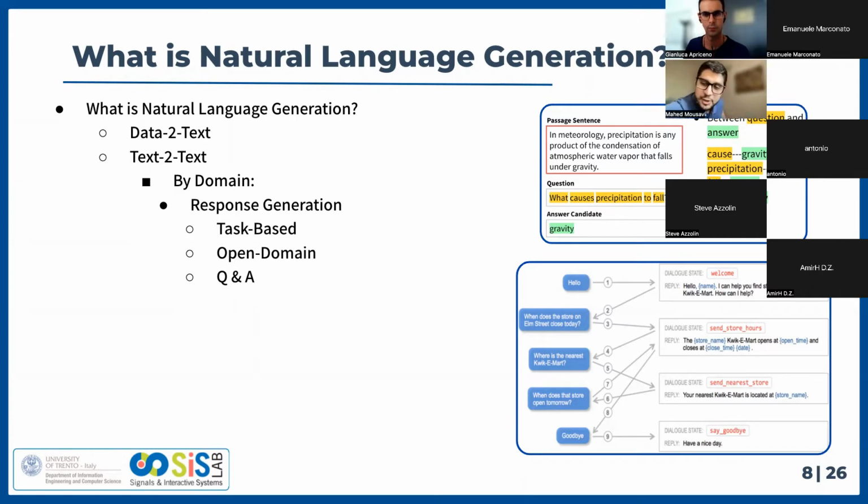I'm sorry, my Alexa started talking, so let me disconnect it because I said the name twice. It decided to intervene.